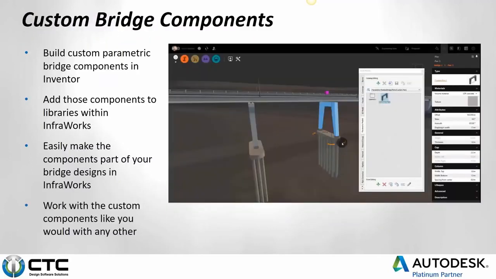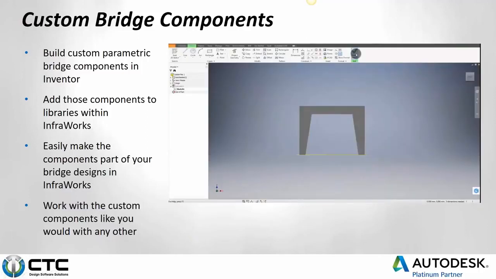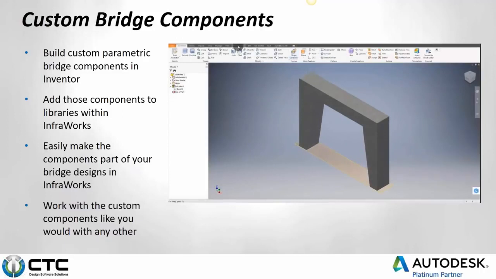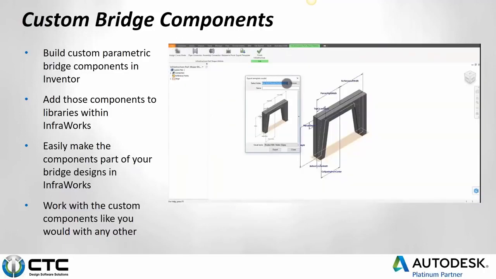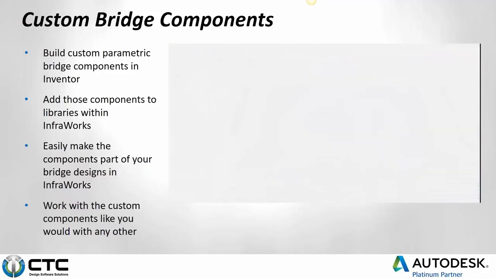And then custom bridge components. I have the ability, if you use Inventor, to create a model, a part in Inventor with parametric capabilities, and then import that into Infraworks. Because I just put Infraworks on my machine, I'm going to run the video of this, and we can look at this. So what we're doing right now is we basically built a basic bridge column, and we've added some information into there, went into the environments, and now we're saving it out.